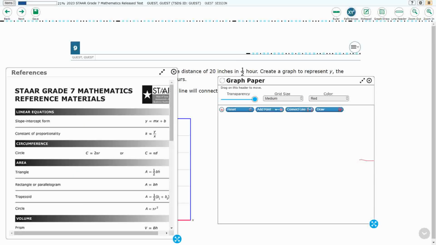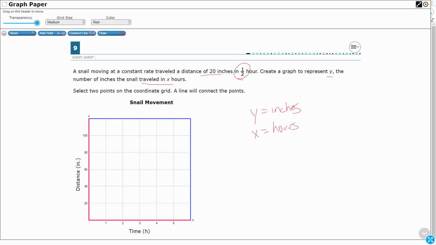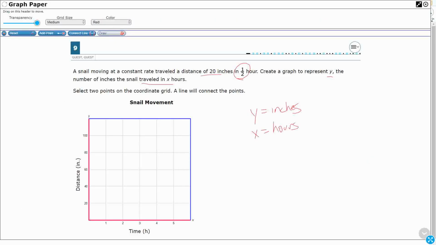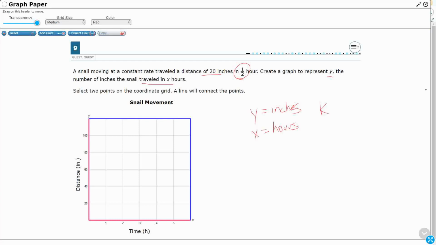All right, so when we know that we're looking for rates of change, what we see here is we've got this constant of proportionality, right? That's going to be our constant, and that equals y over x. So our k is going to equal our y over x. So in this case it's our inches over hours, which they gave us as 20 over 1/2. Now, the difficult thing is we have a fraction in our denominator.